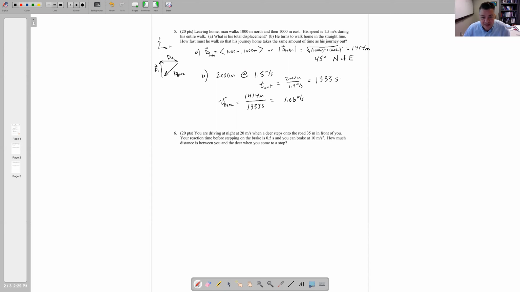All right, you're driving at night at 20 meters per second when a deer steps into the road 35 meters in front of you. Your reaction time before stepping on the brake is 0.5 seconds, and you can brake at 10 meters per second squared. How much distance is between you and the deer when you come to a stop?